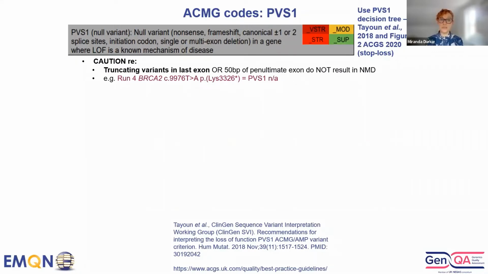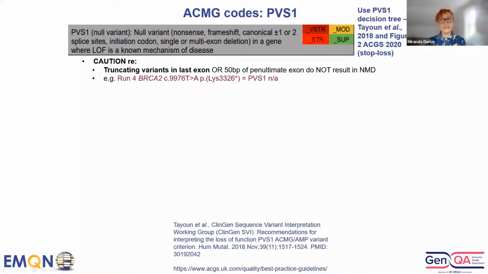And in the original Richards et al. paper, PVS1 was the only code that you could use at a very strong strength. So it's a very, very useful code to use in order to get your variant to likely pathogenic or pathogenic. And it is to be used for null alleles. And by null, we mean where there's no protein produced. So you've got nonsense-mediated decay, for example, a nonsense, a frameshift, a canonical splice variant, initiation codon, or a CNV. And obviously in a gene where loss of function is a known mechanism of disease, which it is for the majority of the cancer susceptibility genes.